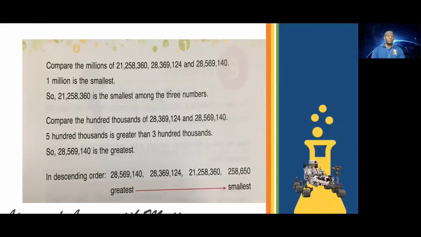Now let's compare the millions. The first one has 1 million, 8 million, and 8 million. So 1 million is the smallest. So therefore this number is the smallest among the three.